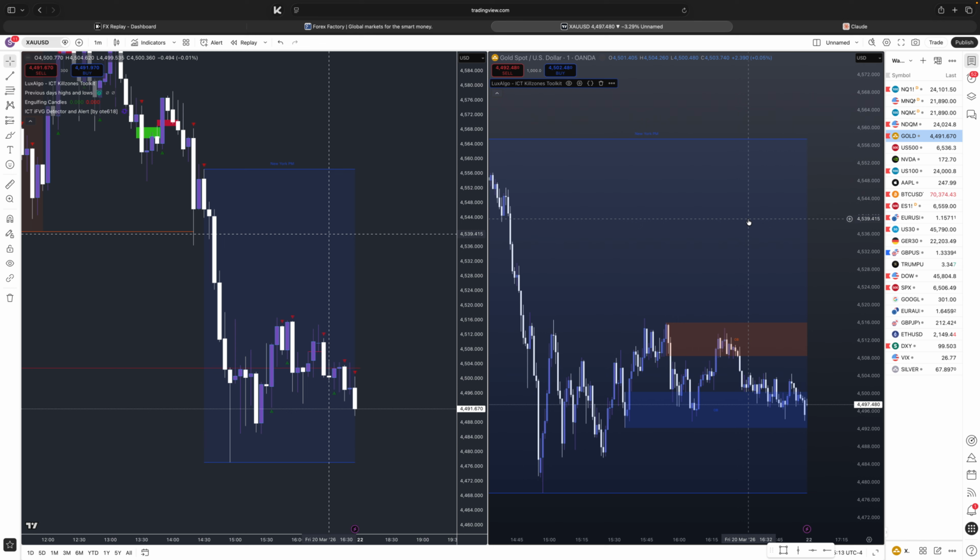My A plus model is essentially a sweep of the London low to target London high in a bullish market. Gold has been quite bullish these past few years, with the exception of the past few weeks. Another setup is that if the London low does not get taken out, it essentially becomes a protected low, and you could see a strong reversal from there towards London high.